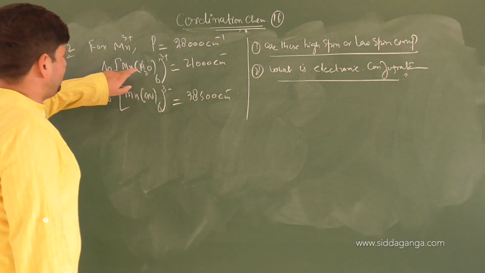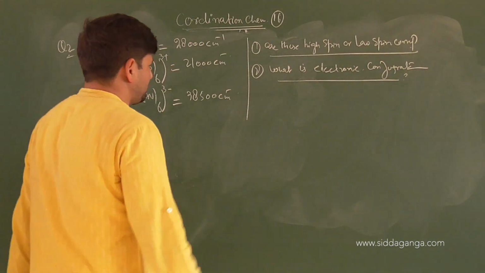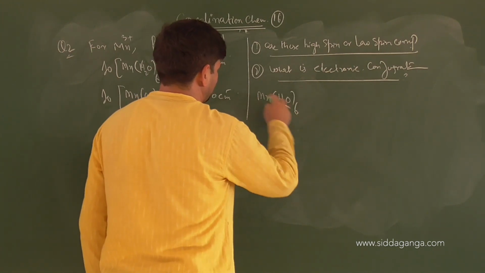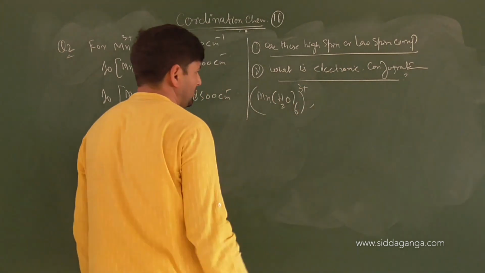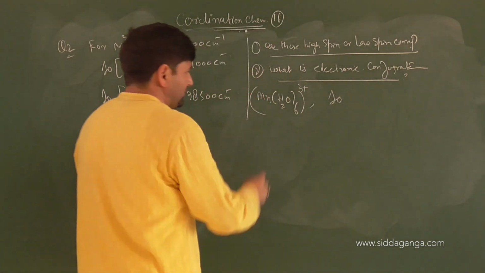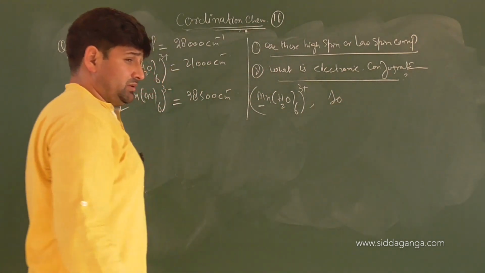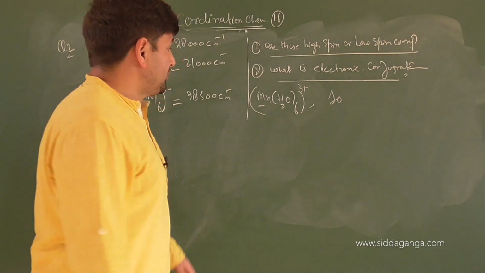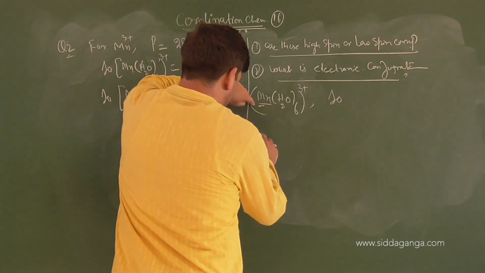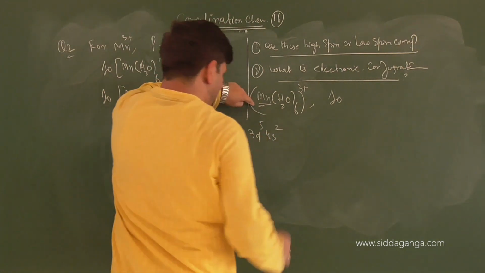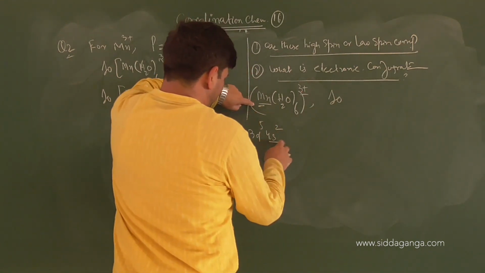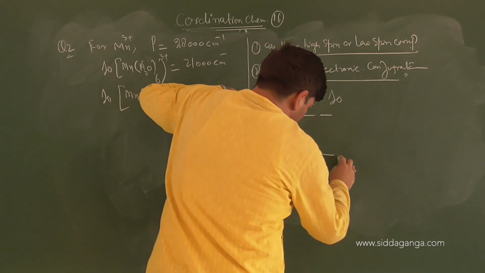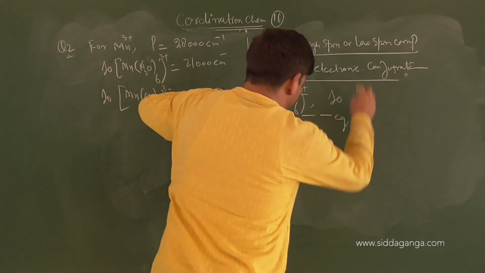First of all, let us look at [Mn(H2O)6]3+. Here we have delta 0. Manganese atomic number is 25, so the electronic configuration of manganese will be 3d5 4s2. It has lost how many electrons? 3: 2 from s and 1 from d. So according to the crystal field approach, there will be a t2g set and an eg set.